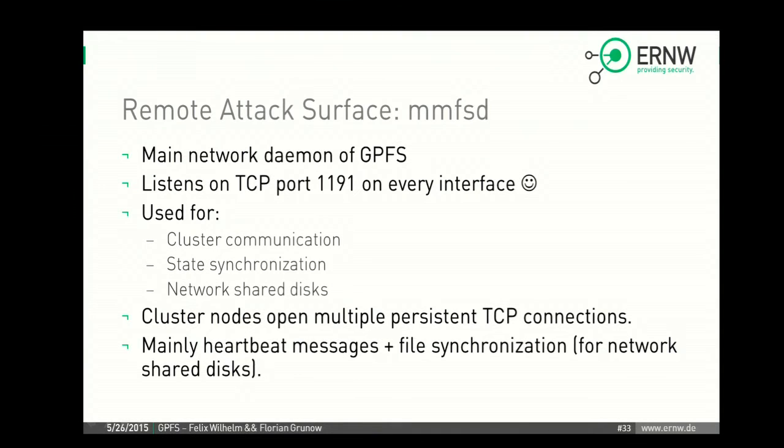Okay, thanks. So this is the main network daemon that is used for the communication of all the nodes in the cluster. And it's running on port 1191 on all the interfaces. This is interesting because if you imagine a supercomputer that has multiple network interfaces, and some of them are used for GPFS communications, but some of them are open to the outside, to the internet or to the office network, then the daemon will by default run on all these interfaces. So you can potentially compromise it from an interface that isn't even used for GPFS communication.